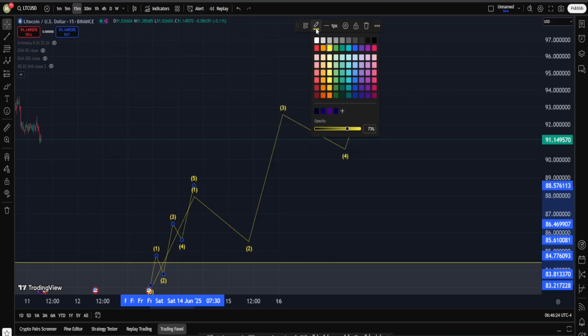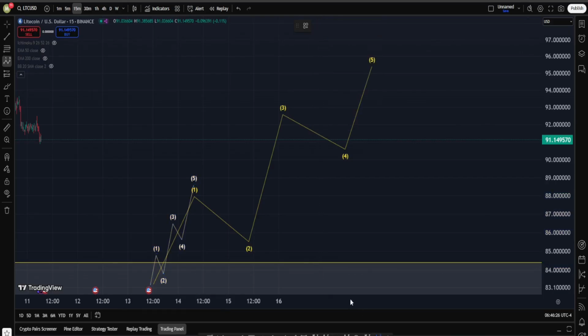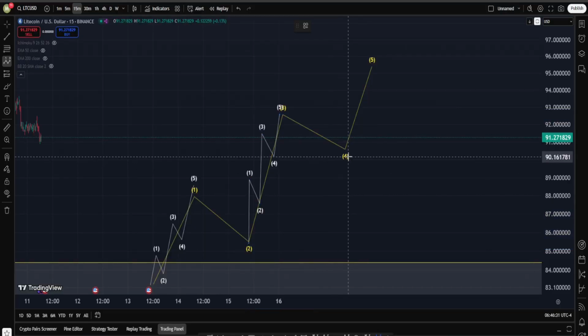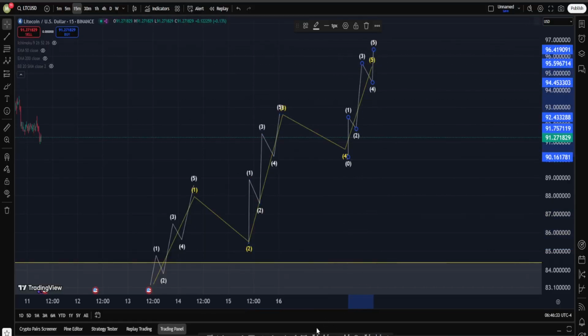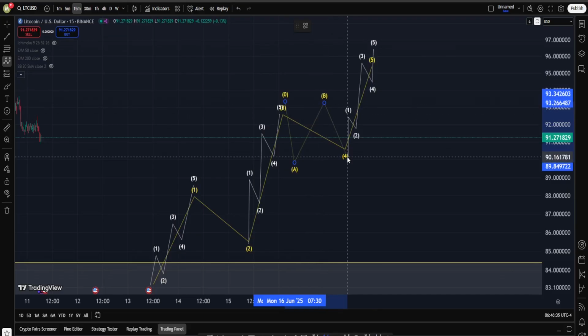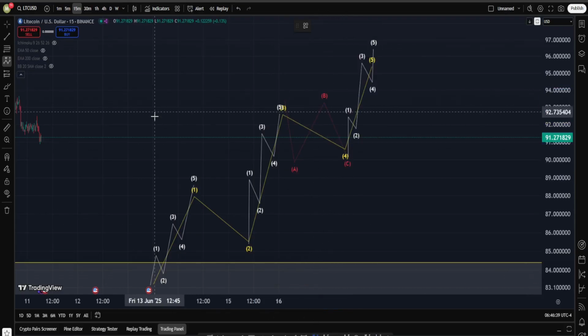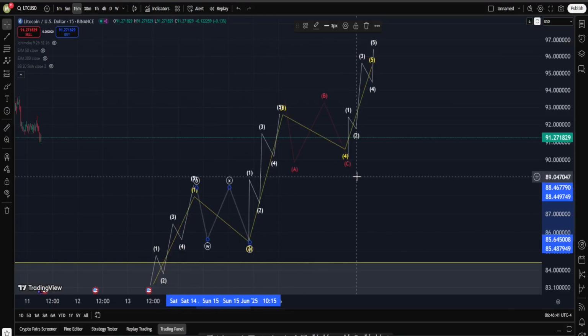And in terms of the sub waves, if you are a regular viewer, you know what's happening. 5 wave up into wave 1, 3, and 5. And for wave 2 and 4, we can have different scenarios. Let's say ABC. Also, let's change the colors for it. There we go. And then a WXY into wave 2.